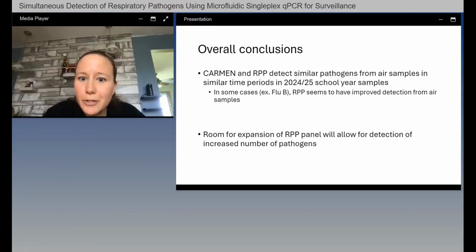So our overall conclusions were that the Carmen and the RPP assays detect similar pathogens from air samples during similar time periods in the 2024-25 school year. In some cases, as I showed you with RSV, flu B, and flu A, RPP seems to have improved detection from the air samples. There's also room for expansion of the RPP panel that will allow us to detect an increased number of pathogens going forward.